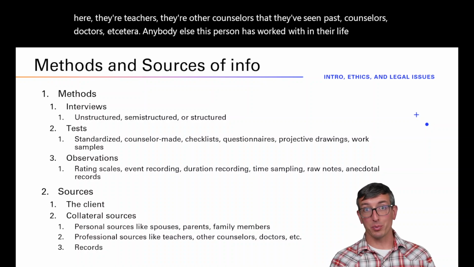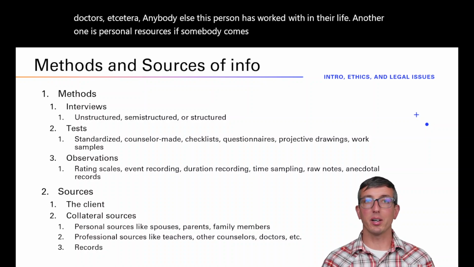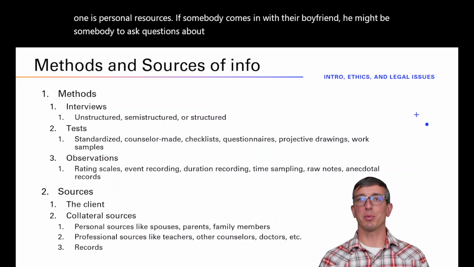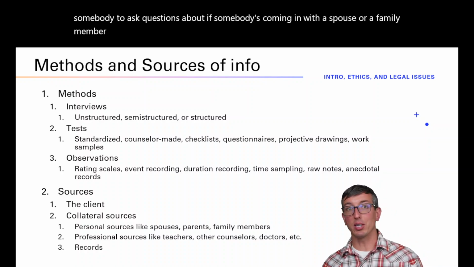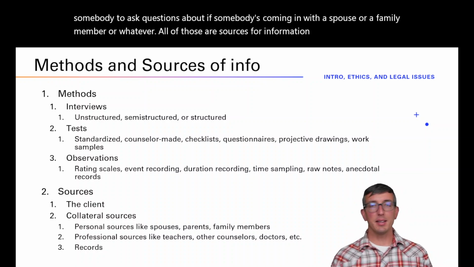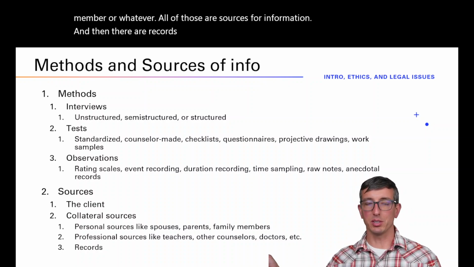Another one is personal resources. If somebody comes in with their boyfriend, he might be somebody to ask questions about. If somebody's coming in with a spouse or a family member, whatever, all of those are sources for information. And then there are records. Most of us know what records mean.